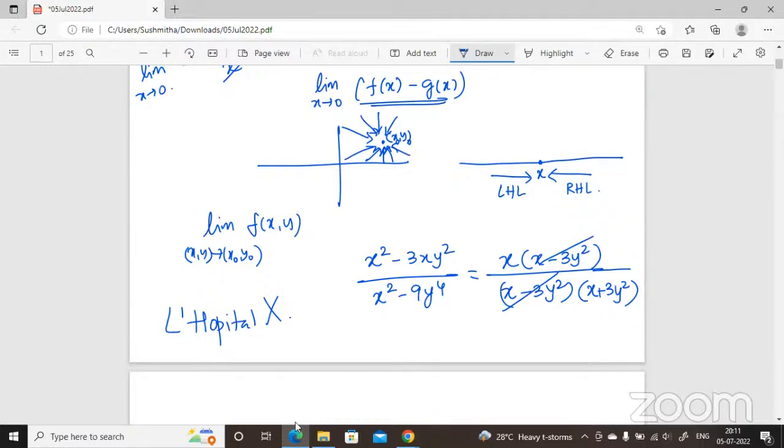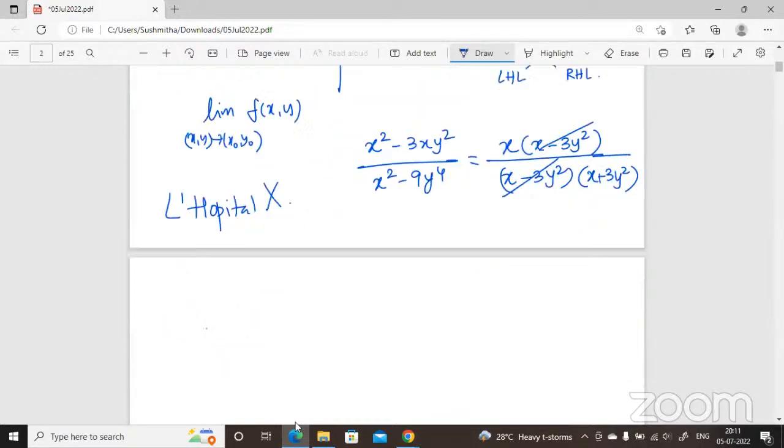Okay, ma'am, can I extend this question? Suppose I have to check whether this function is continuous at 0, 0 or not. So what should be my approach? That first I should check it from the x-axis. 0 is not at all a problem. Oh, okay. 0, 0 is still a problem.